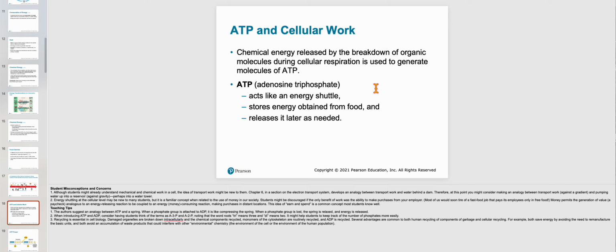I've been harping about ATP for some time now. So this right here is to let you know that this is the cell's energy form. And ATP is called adenosine triphosphate. And ATP is used in many ways within the cell. As you can see, it says it acts like an energy shuttle. So it's actually an energy storage form for the cell. All right, next slide.